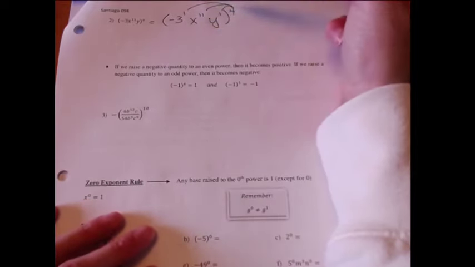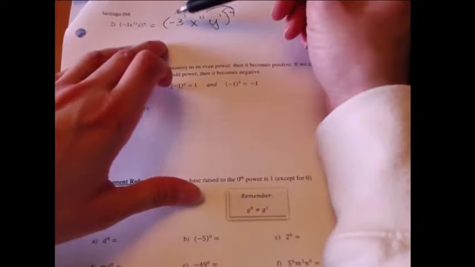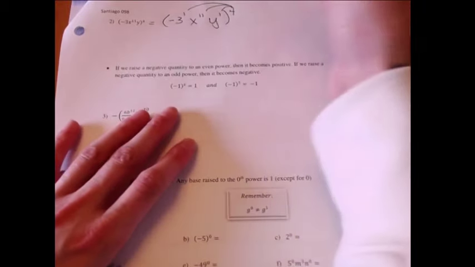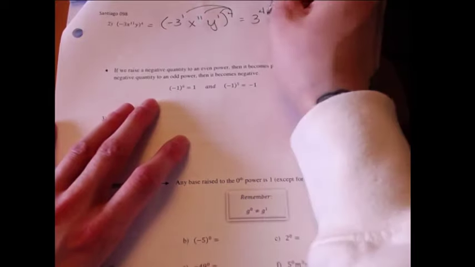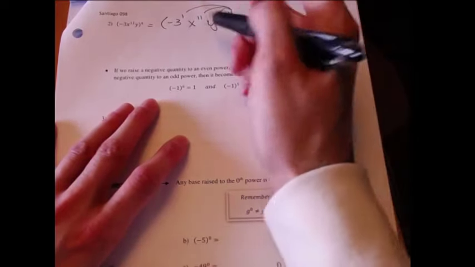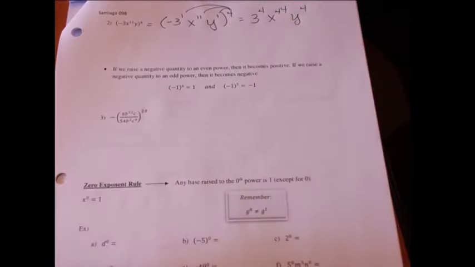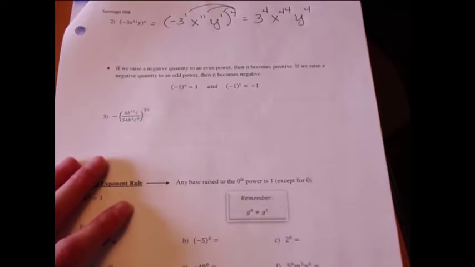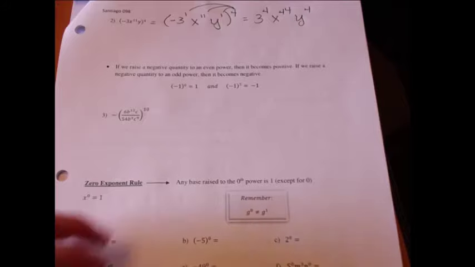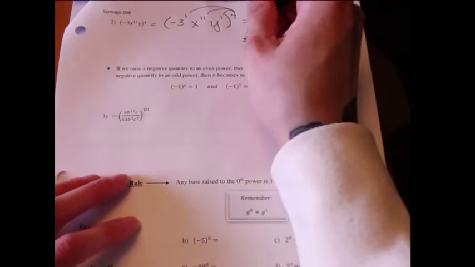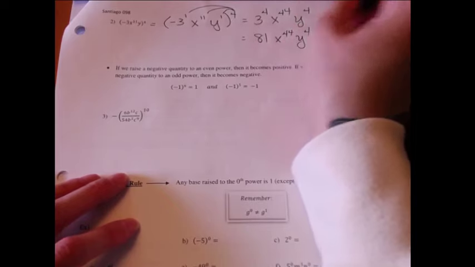So this -3, when it's being raised to the 4th power, that negative times a negative times a negative times a negative becomes positive. And then we have 3 to the 4th power, 1 times 4, x to the 4th power, 1 times 4 (which is x to the 4th), and y to the 4th power, 1 times 4. Same thing with that 3 to the 4th. If you punch that into your calculator, 3 to the 4th is going to give you 81. So let's write our answer as 81, x to the 4th, y to the 4th.